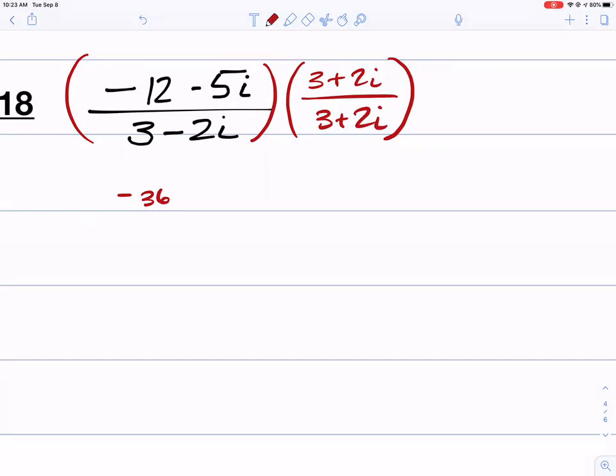I'm only foiling on top right now. So that was the firsts. How about the outers? -24i. You're already getting comfortable with foiling. Nicely done. What about the inners? -15i, and then the lasts. -10i squared. Good.